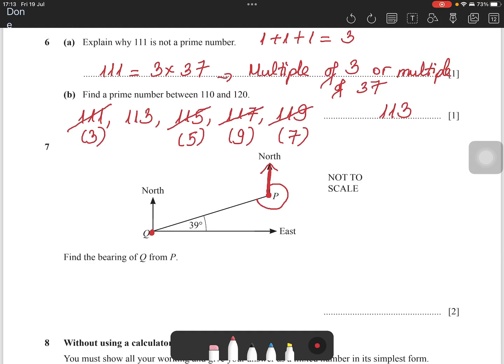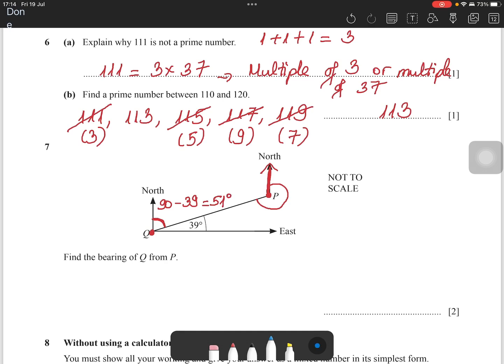And how to do it? First, we see that this is a right angle because the north and the east should be perpendicular to each other. So to find the red angle here, we can subtract 39 from 90. 90 minus 39 equals 51. So this angle is 51 degrees.